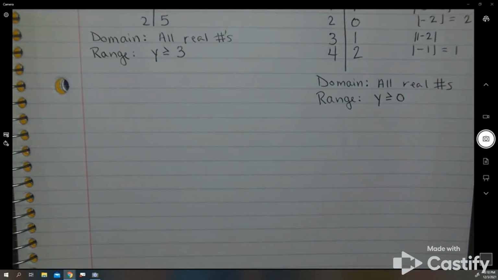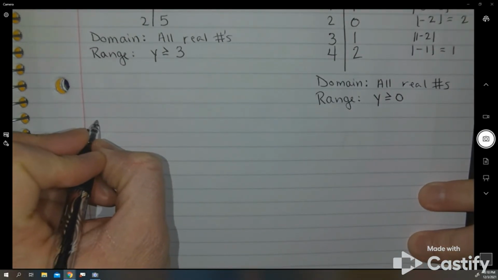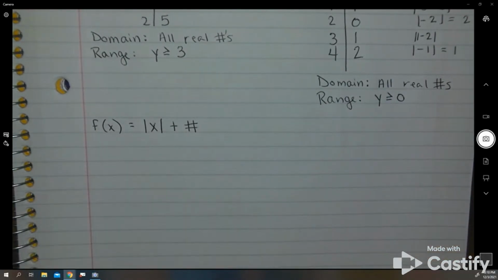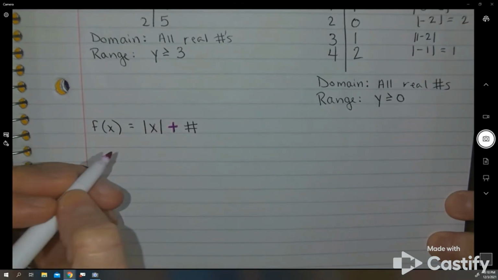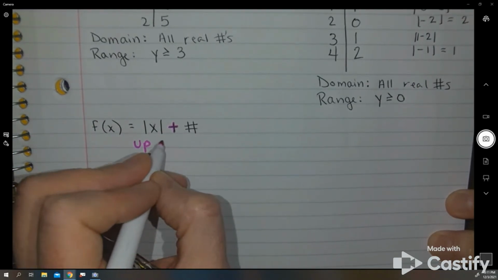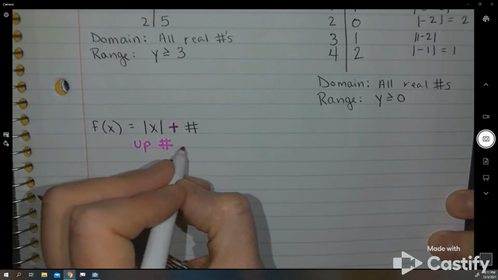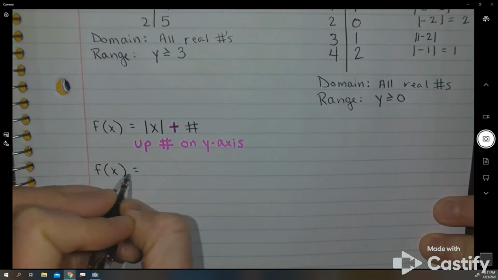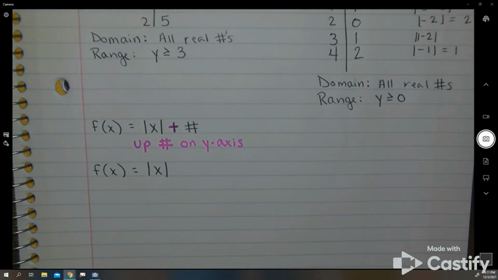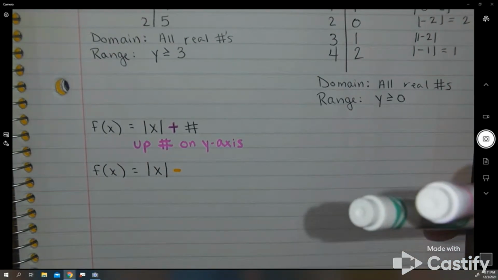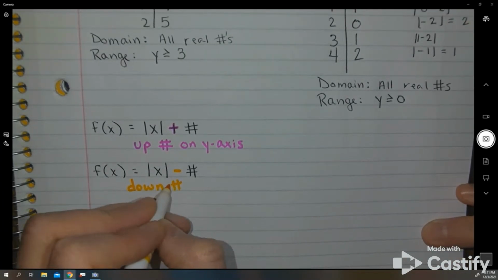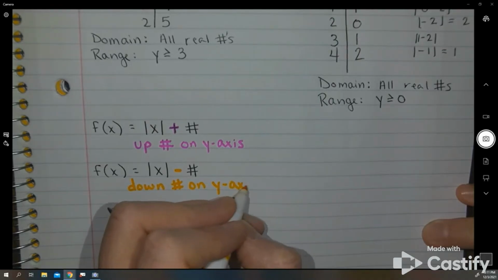All right, so a couple things we want to kind of take notice of when we're thinking about absolute value. If we have our function f of x equals absolute value of x plus a number outside the absolute value, that is going to make it go up that number of spaces on the y-axis. If we have f of x equals absolute value of x minus a number, that means we're going to be going down that number of spaces on the y-axis. And when we say down, we mean that vertex point.